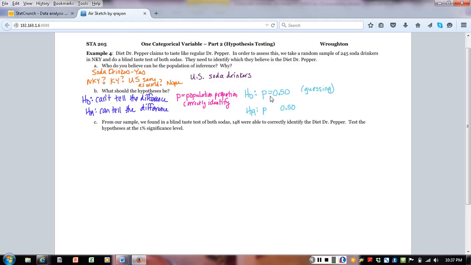That would mean they horribly can't tell the difference. That would mean they would actually think that the Diet Dr. Pepper is more like the regular Dr. Pepper and the regular is more like the Diet. So they're doing a horrible job of guessing correctly. Now, if we really can tell the difference, we should get it right more often. So our alternative hypothesis is going to have that greater than sign. So here we're better than guessing.